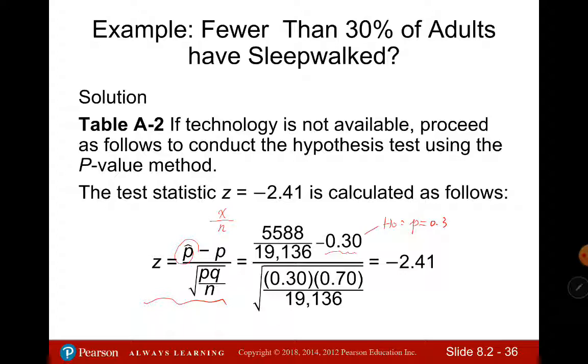So after that, for the remaining part, we just plug in the numbers, but make sure the denominator is not p hat q hat. It's the p and the q. Remember, when we do the confidence interval in your formula, you will have p hat times q hat. But to do the hypothesis test, it's p times q, okay? Don't mess them up.